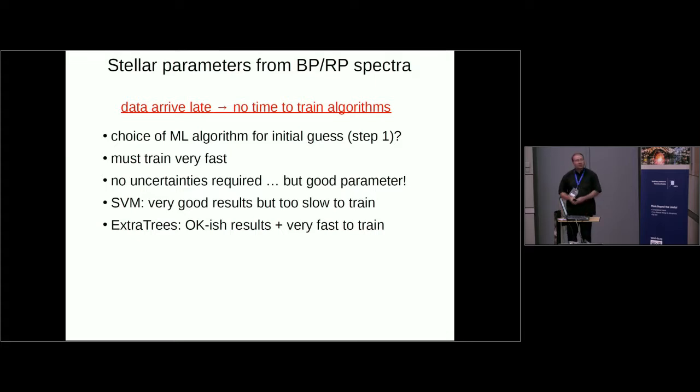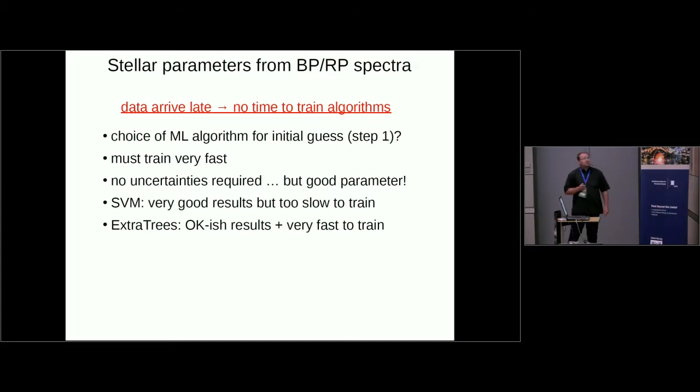So the SVM we had to train offline. The extra trees train so fast we can even afford to train them online when we initialize the process. First thing, 5 minutes, train the extra trees, done, and then you process your millions of sources.